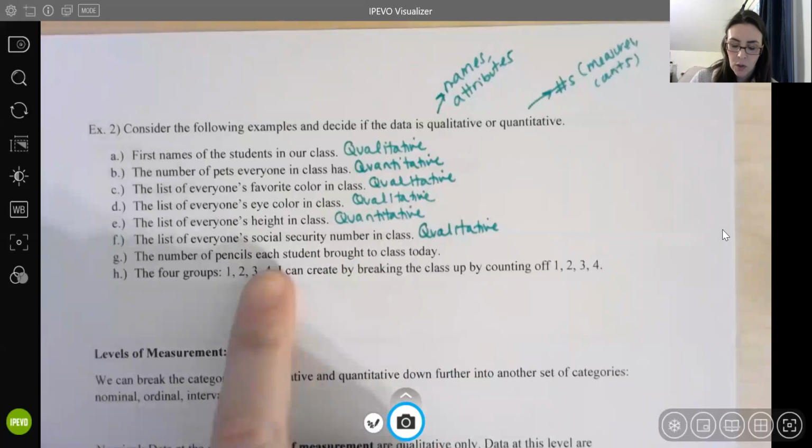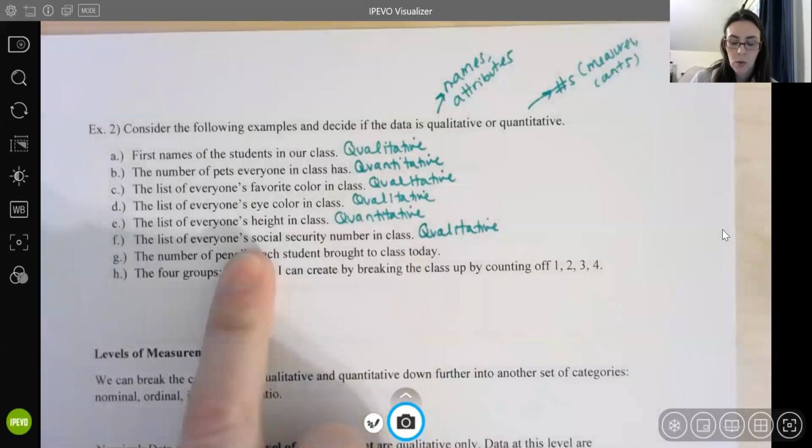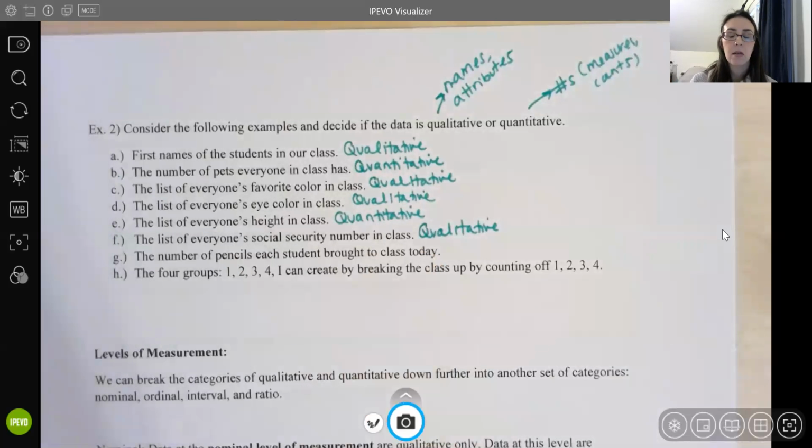It's kind of like your school IDs, right? So if you have a school ID that's a number, for instance, or in anything you do, maybe you have a work ID that's a number, that is a label. That's a way to name you. So that's qualitative.